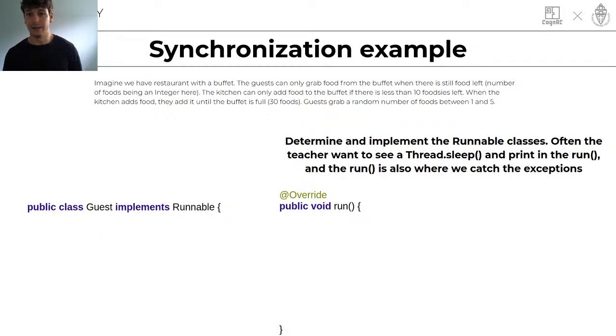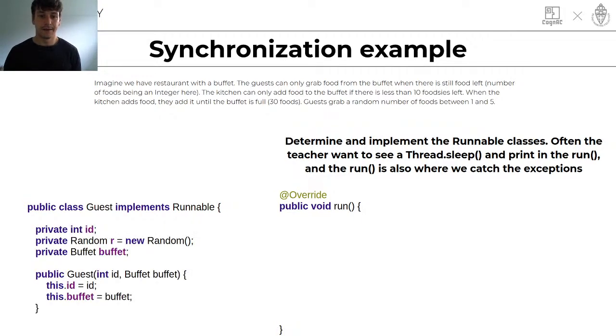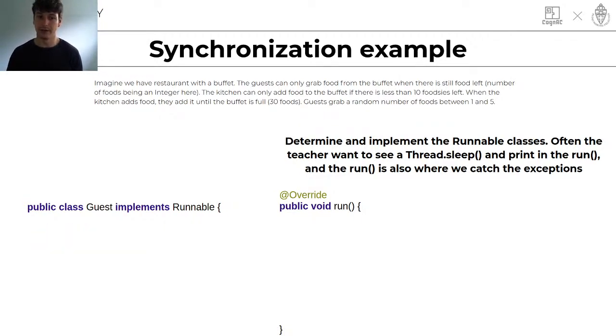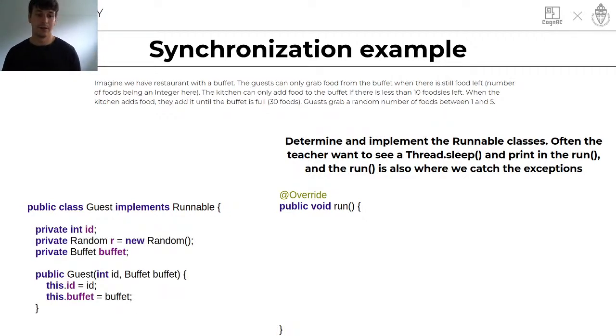Then determine and implement the runnable classes. So in this case, the guest is one of the runnable classes. We make sure that it implements runnable. Then we give it an ID. Most of the time the teachers want to see that these classes have an ID. In this case, we're going to give it a random object, to make sure that it can generate a random number. And most importantly, we're giving it an instance of the buffet, so an instance of the shared class. The buffet and the ID will be initialized in the constructor because they will come from outside. We will give them the buffet from outside.